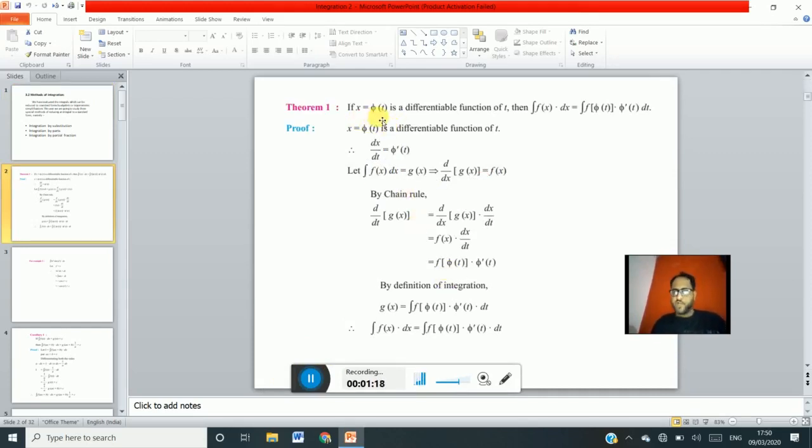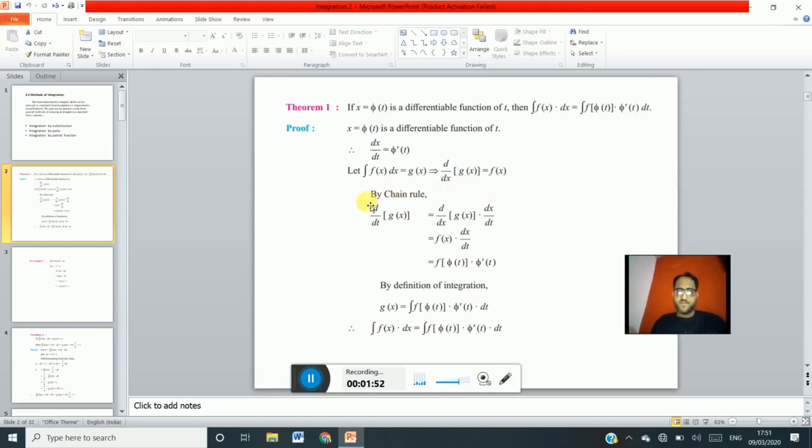If x equals phi of t is a differentiable function of t, then integration f of x dx equals integration f of phi of t into phi dash t dt. Right? So this is the statement. So see, let x equals phi of t be a differentiable function of t, therefore dx by dt is phi dash t. Now let us consider integration f of x dx is g of x. Therefore by definition, derivative of g of x equals f of x.